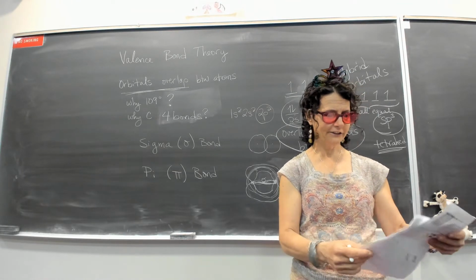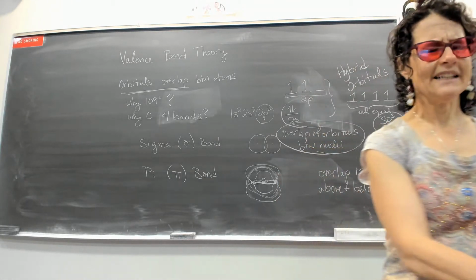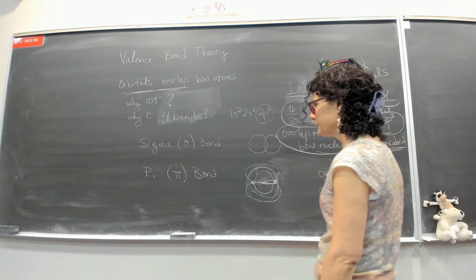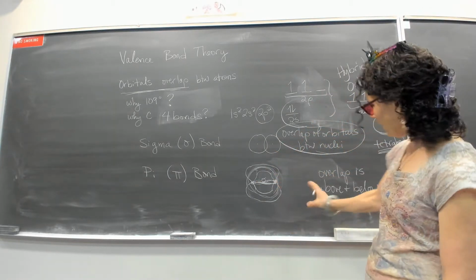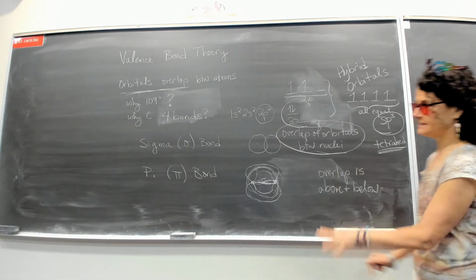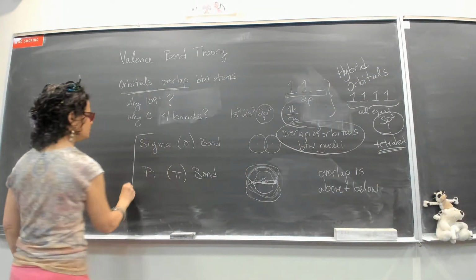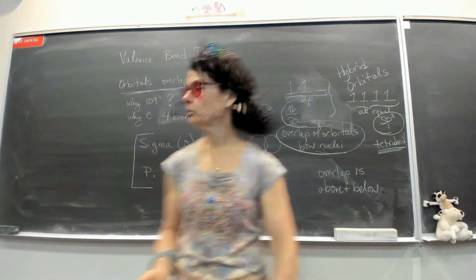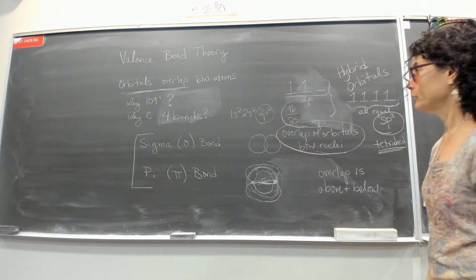You can look at them, or you can also Google. Some people can see it better than others in their mind. So a pi bond is that overlap above and below. This definition for sigma and pi is true for both theories that we're going to walk through this week.